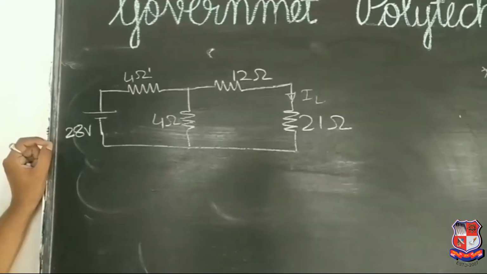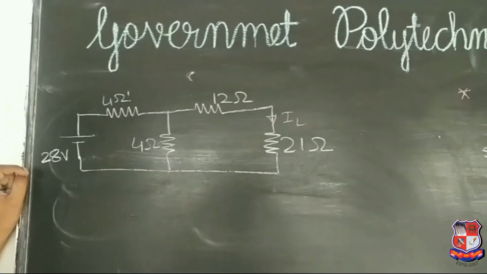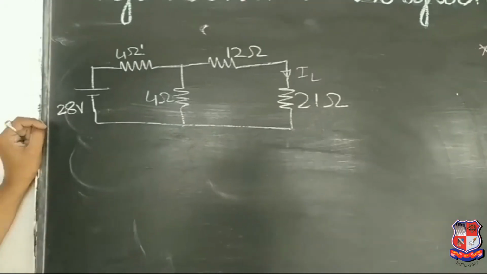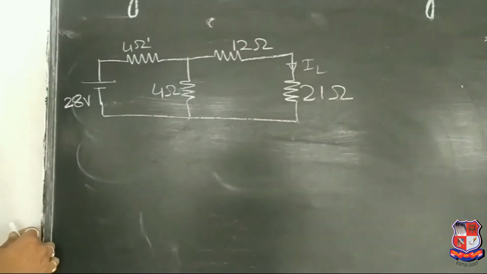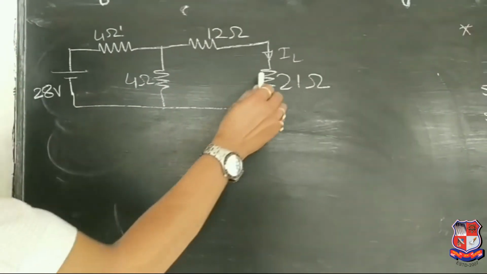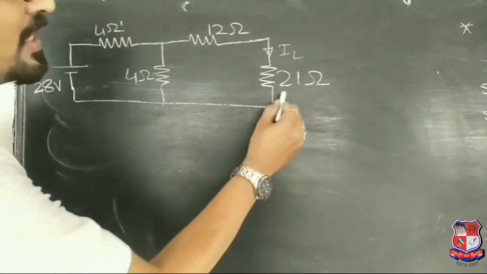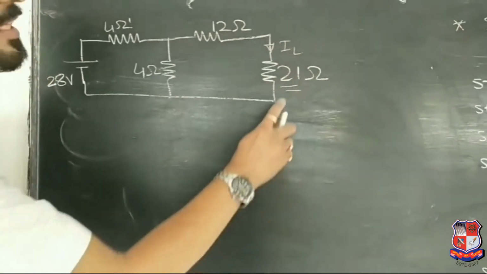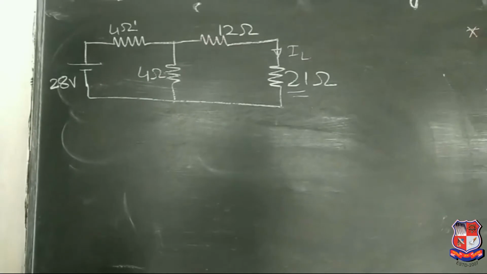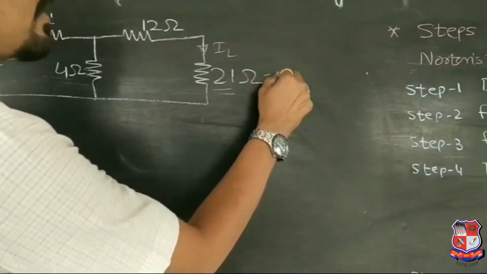Okay friends, now try to understand the Norton theorem with the example. Here one circuit is drawn. In this circuit, it is required to find current through this 21 ohm. This 21 ohm is known as the load resistance RL.